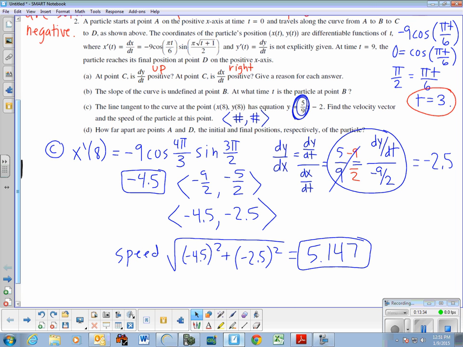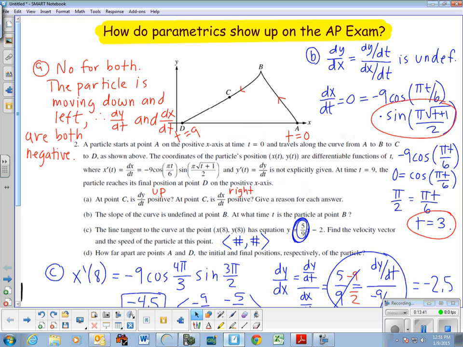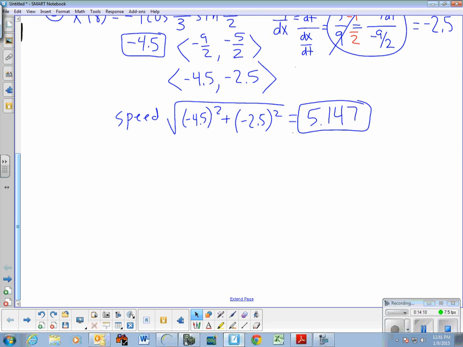Part D, how far apart are the points A and D, the initial and final positions respectively of the particles? So this is classic parametric. How far apart are they? Well, they are both on the same height of 0. So we're only looking at x's. How much has x changed from 0 to 9? So I can think of a couple approaches. I was thinking I don't have x of t, I have x prime. So one way or the other, I'm going to need to integrate x prime to get back to the x level, the position. But I can kind of do that in one swift step.